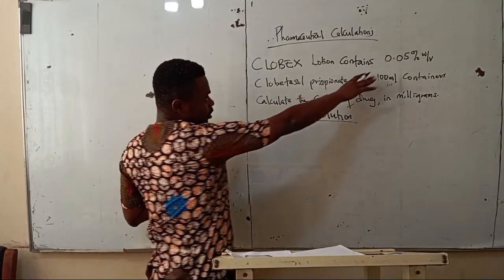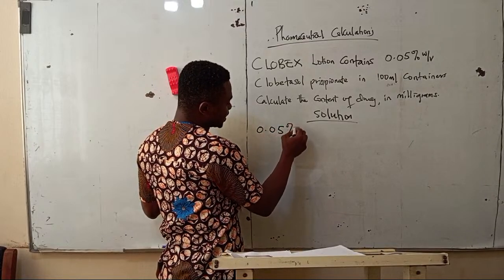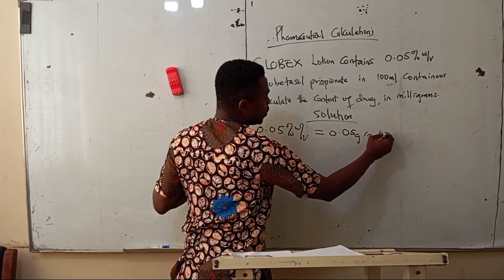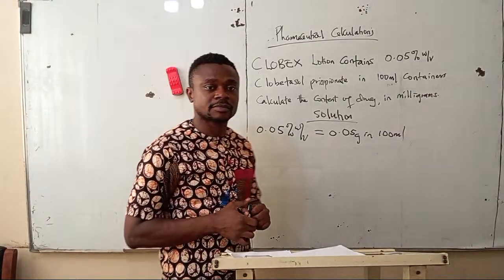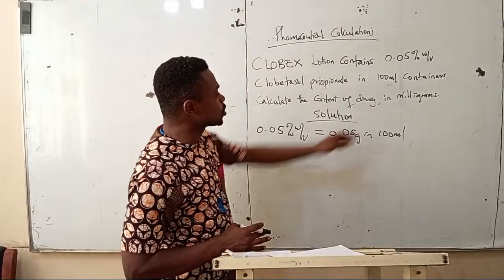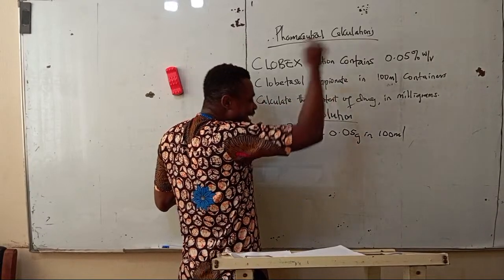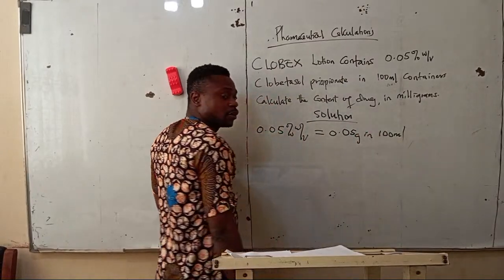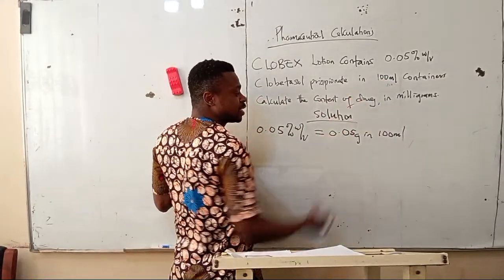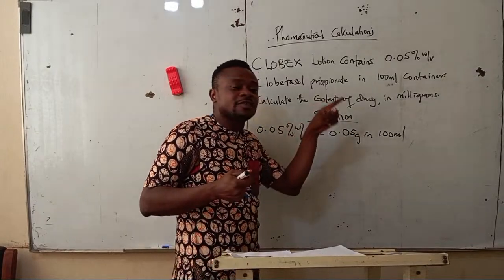So let us open up this concentration, what it actually means. 0.05% weight in volume is the same thing as saying 0.05 gram in 100 ml. Now the entire container is 100 ml. So this implies that we have 0.05 gram of clobetasol propionate in 100 ml of the product. By coincidence, the product itself is 100 ml, so the answer is simply 0.05 gram, the content of the active ingredient. But we don't conclude yet.